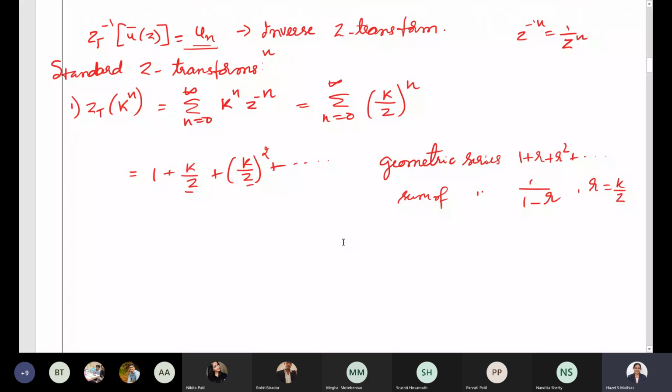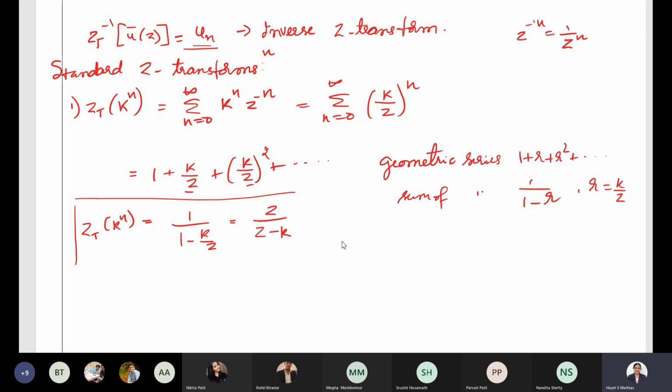We have a geometric series of the form 1 plus r plus r square and so on, whose sum to infinity is given by 1 by 1 minus r, where r is k by z. So you can substitute that: the Z transform of k power n is the sum of the series, 1 by 1 minus r, where r is k by z. Simplify this. When you take the LCM, it will be z divided by z minus k. So you need to remember this.